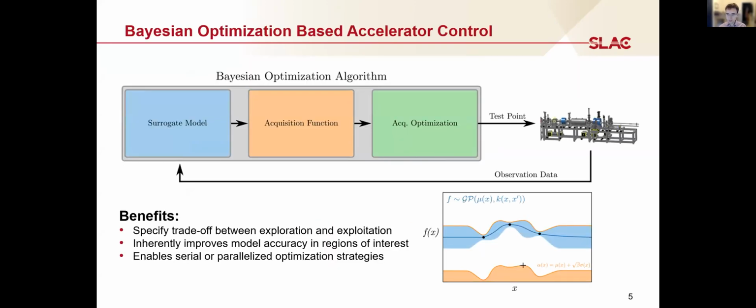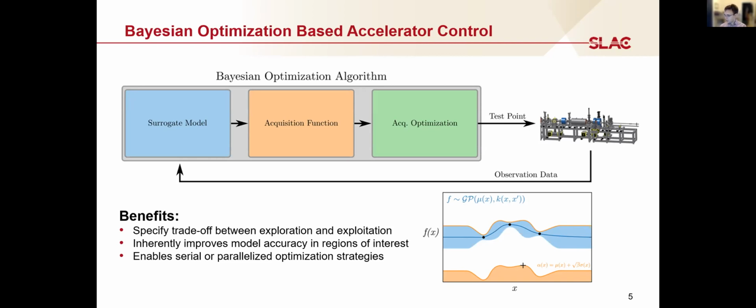So this is the process by which we call Bayesian optimization, where we create our statistical surrogate model. We feed that model into what's known as an acquisition function, and then we optimize that acquisition function in order to determine the next point that we are going to observe on the physical accelerator. And like I said before, we can explicitly specify the trade-off between exploration and exploitation. And then we inherently improve our model accuracy in our regions of interest, either near regions of local or global extrema, or overall if we are trying to characterize our function.